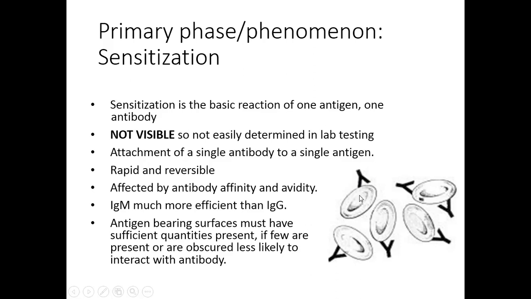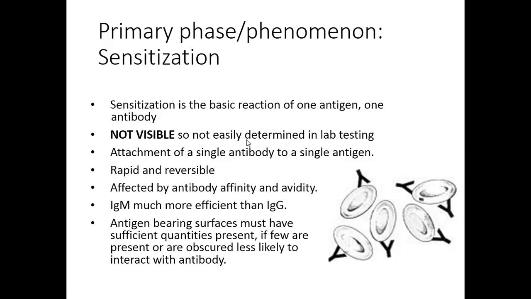This by itself, though, in the laboratory, so let's say we're looking for antibody in the patient's serum to see if they bind with a known antigen. And we get this binding of one soluble antibody to a cell. Can I tell visually, or even by instrument alone, that this has taken place? No, it's not a visible reaction. It's really important to remember sensitization is not visible, so it's not something that's easily determined in lab testing.